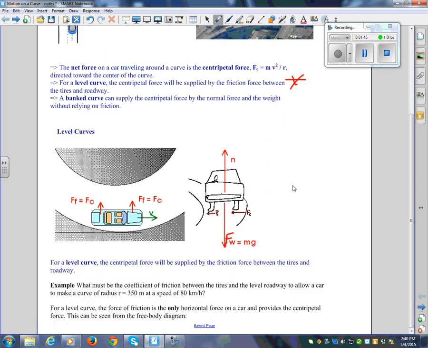Okay, so here we have two pictures of the same car. This is obviously the top-down view, and this is the view from the rear, right? So the friction force, the centripetal force, is directed towards the center. This green V is indicating that the velocity is forward.